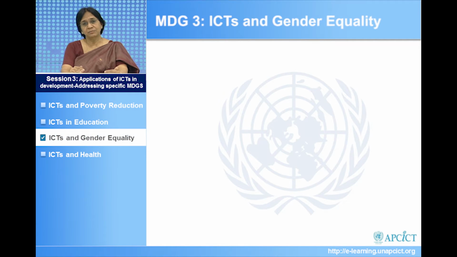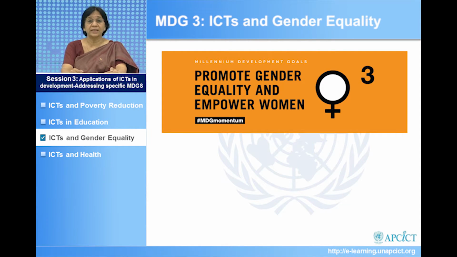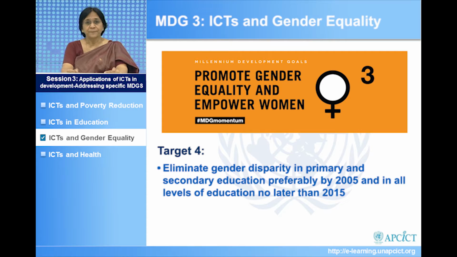Alongside looking at Millennium Development Goal 2, which had to do with education, one turns around and looks at Millennium Development Goal 3, which is linked closely. Goal 3 specifically talks about promoting gender equality and empowering women. Target 4 of the Millennium Development Goal essentially says that we will eliminate gender disparity in primary and secondary education, preferably by 2005, and in all levels by 2015. We have, of course, crossed the 2005 barrier, and we're well into almost 2010.